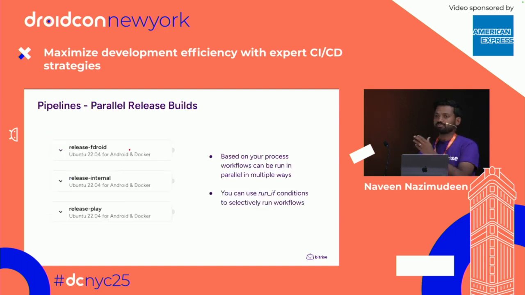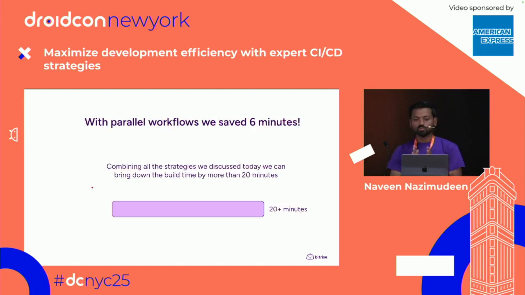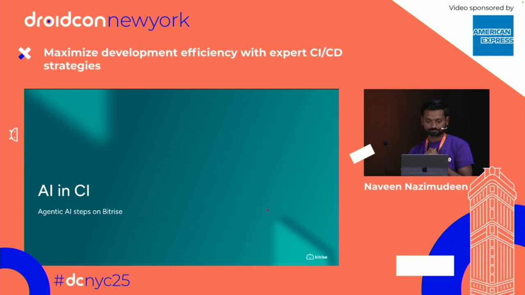Your workflows can be set up to run in parallel in multiple ways. And then you can use run-if conditions to selectively run these workflows. So with parallel workflows, we save 6 minutes, that is the integration test shards. So in total, we saved more than 20 minutes. With these optimizations, you can save a substantial amount of time in your build. And with the calculator earlier, you can see that adds up when you look at it over a year period.